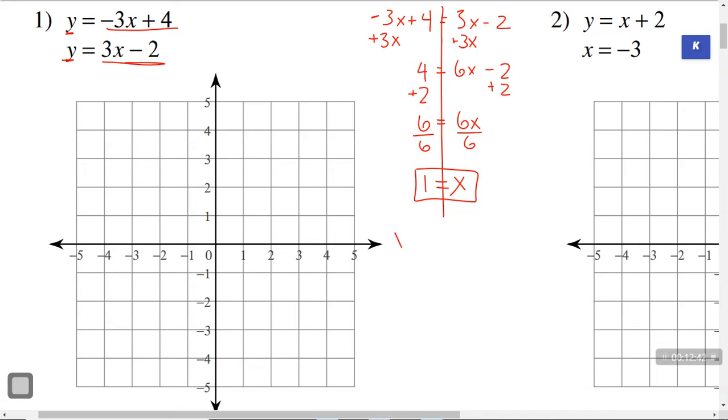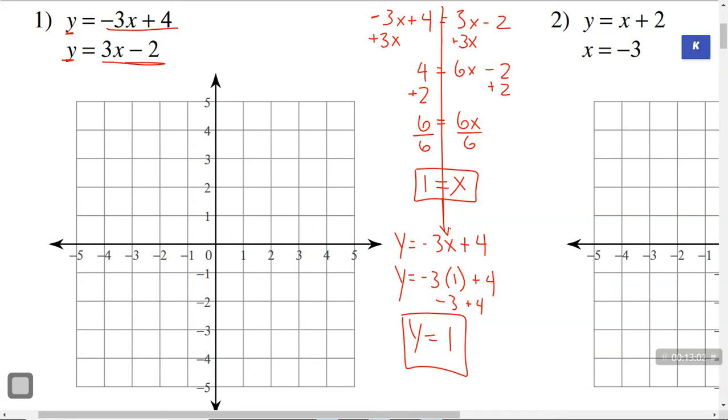Now, I use either equation. It doesn't matter. I'm just going to take the first one. All right? So I have y equals negative 3x plus 4. And I'm going to take this x value and plug it in. So y equals negative 3 times 1 plus 4. That's going to be negative 3 plus 4, so y equals 1. All right, so now I have x, I have y. I want to make sure that they work. So I'm going to check them in the other equation.